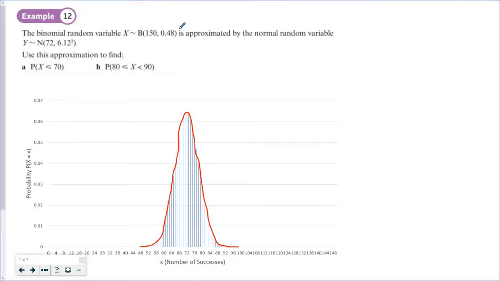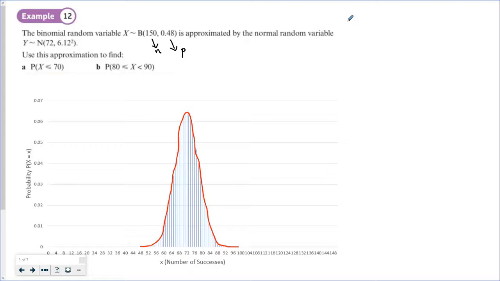So we've got a binomial random variable here, and we're asked to use an approximation in order to find these probabilities. If you weren't given what the normal approximation would be, then you could find 72 and 6.12 squared by using our formulas that we learned before. Remember, n in our formula stands for the number of trials in the binomial distribution, and p stands for the probability of success in the binomial distribution.